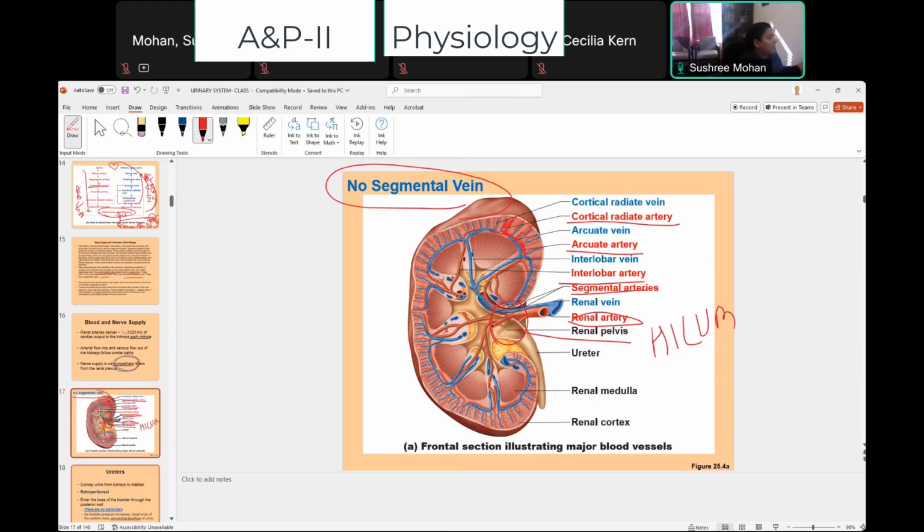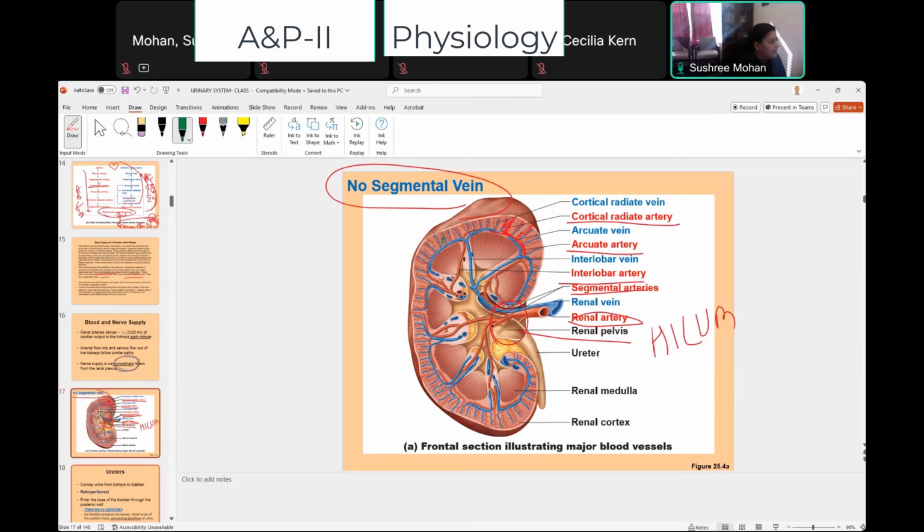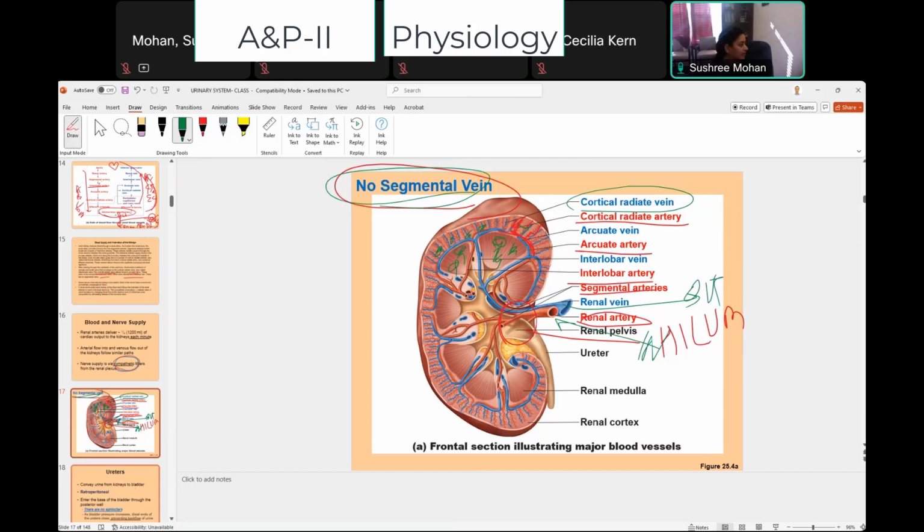Right here, you want to see where the nephrons are. The nephrons are here, okay? These are the nephrons in the cortex, and these are the nephrons in the medulla. So each of these arteries is connected to the glomerulus. Glomerulus is the junctional point. Okay, and then the blue ones are the veins. Again, cortical radiate vein, arcuate vein, interlobar vein, renal vein, and then out. This is in, this is out, in and out. Okay, no segmental vein. Keep that in mind.